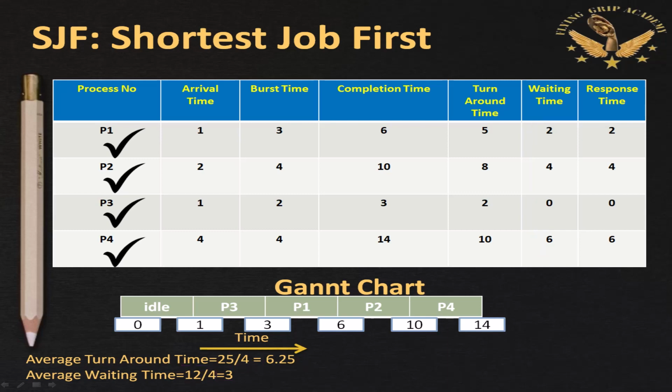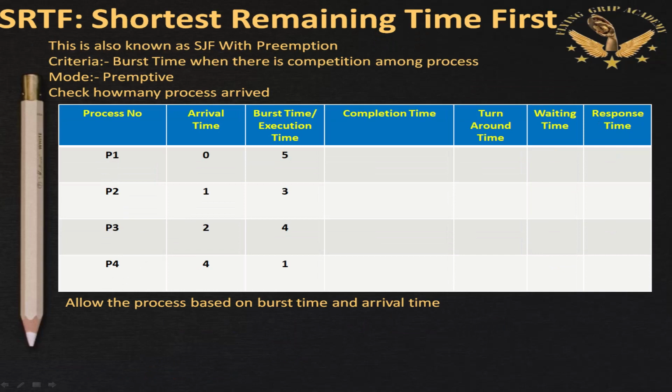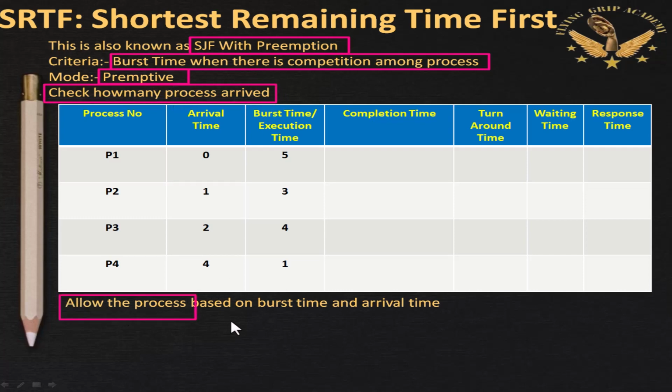So next one is shortest remaining time first. It is also known as SJF with preemption. Preemption means we are going to interrupt the process in between. The criteria is the burst time when there is competition among the processes. Its mode is preemptive; you will be removing the process in between. Based upon the number of processes that have arrived at that point of time, we need to check and allow the process based upon the burst time and arrival time.